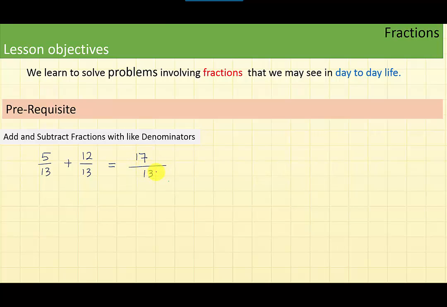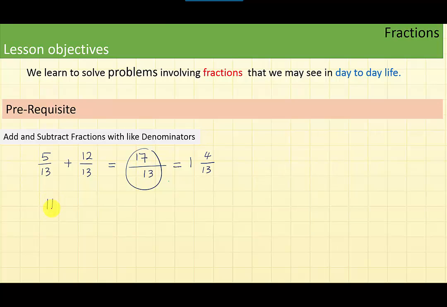And this is an improper fraction. If you want, you can write it as a mixed number. How many 13s are there in 17? There's one 13. How many are left? 4 left out of 13. So you can keep it either way, like this or this. Or let's do another one.